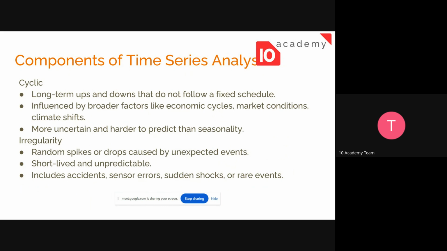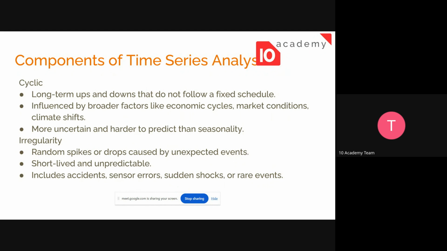It will be influenced by different factors like economic cycles, as I showed you, market conditions, and climate shifts. The next one is irregularity. Irregularity is random spikes or drops caused by unexpected events. These are just random values you can find in your data. For example, if your sales are in the 100, 200, 150 range, and all of a sudden it goes to 0 or to 1,000, it's a spike, right? So you need to discover what that is, so you can find your irregularities in your data.